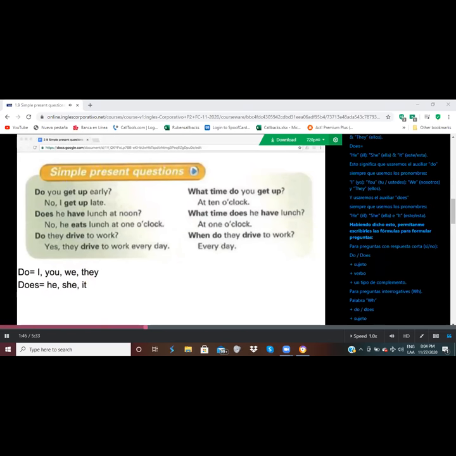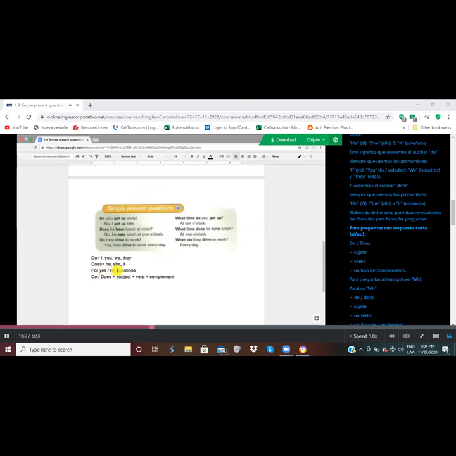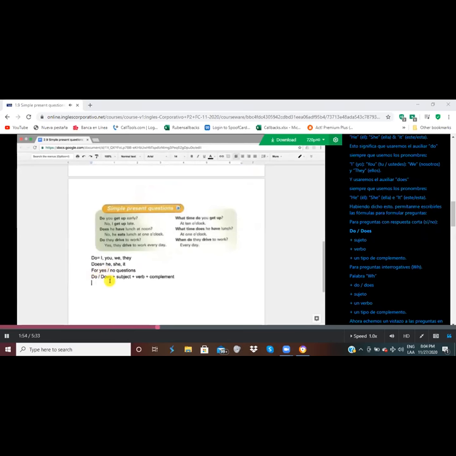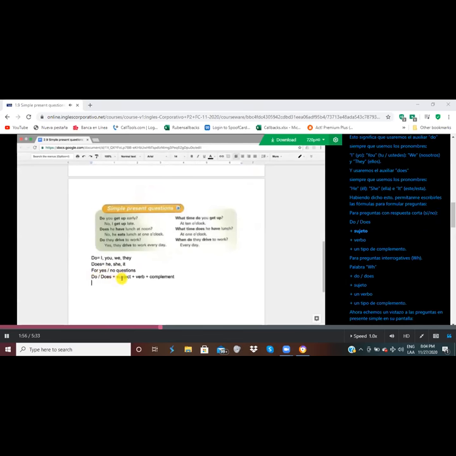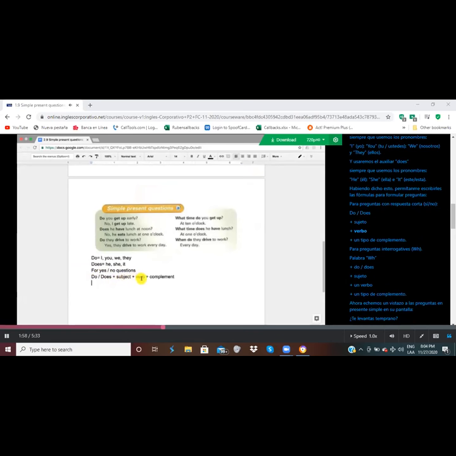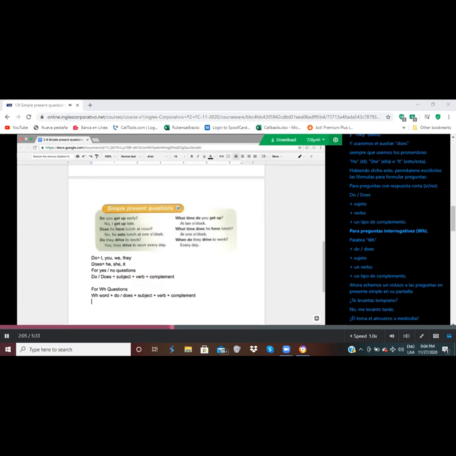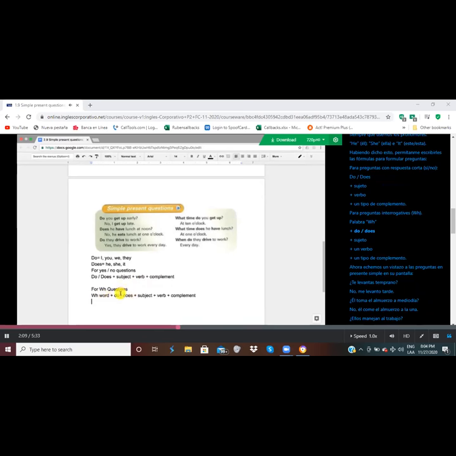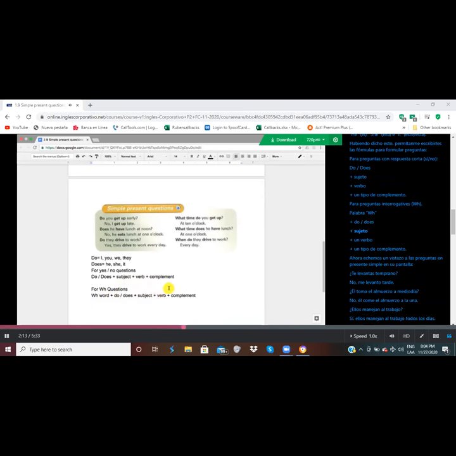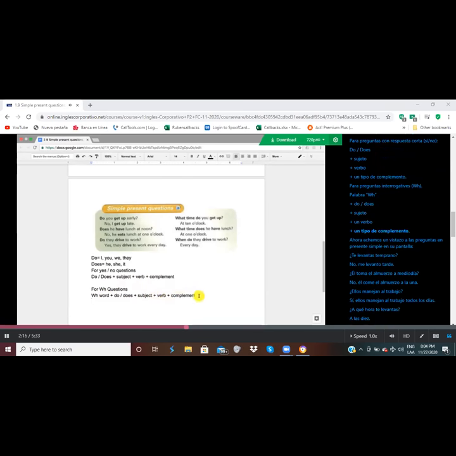Having said this, let me write the formulas to form questions. For yes or no questions, do or does plus subject plus the verb plus some kind of complement. For WH questions, WH word plus do or does plus a subject plus a verb plus some kind of complement.